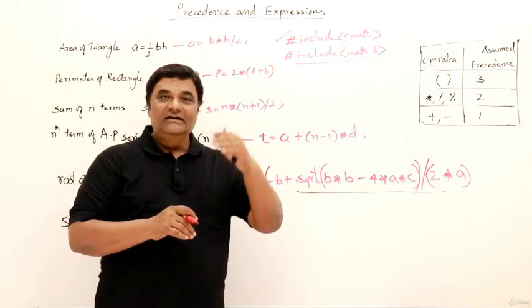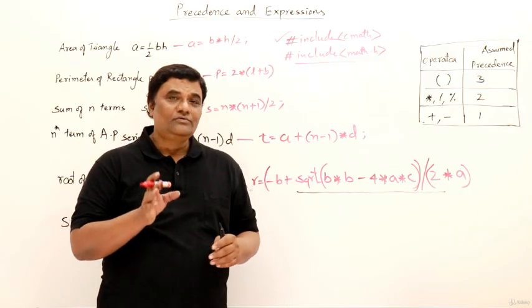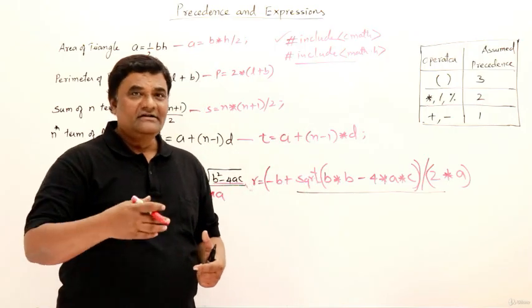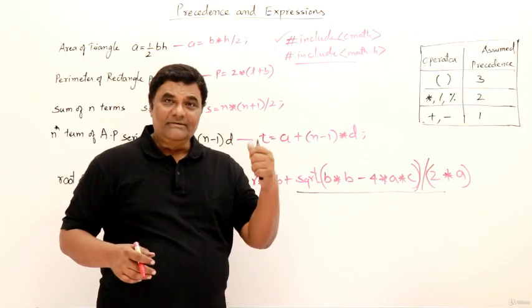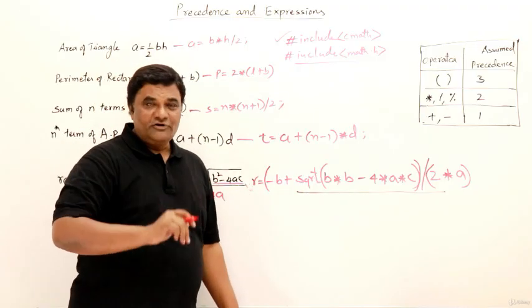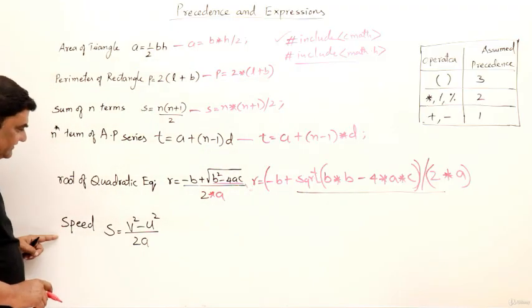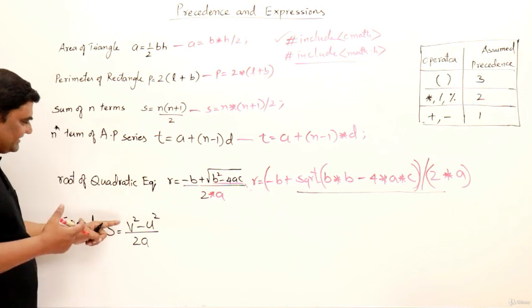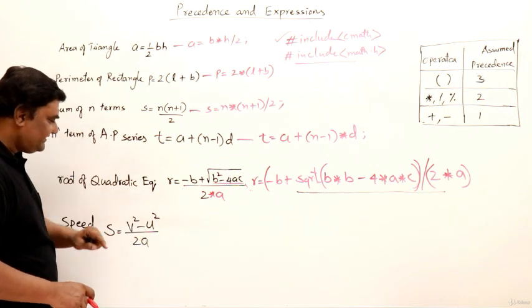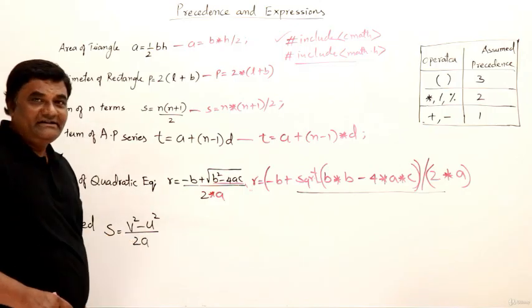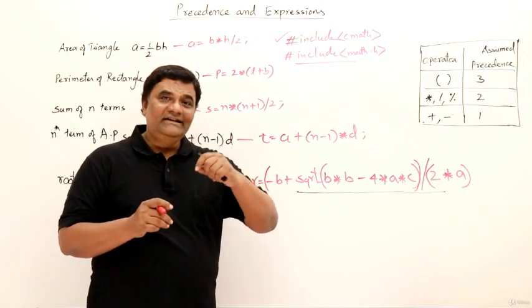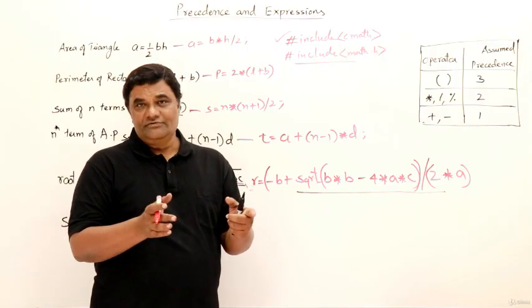Now we have done enough examples to understand how to write expressions. The same expressions we will use in the programs, so in the following videos you will find the program on each of these formulas. Then one last formula, this one, that is speed: initial speed can be calculated as final velocity square minus initial velocity square by 2 into acceleration. Here v square and u square are used, so I can write v into v or u into u.